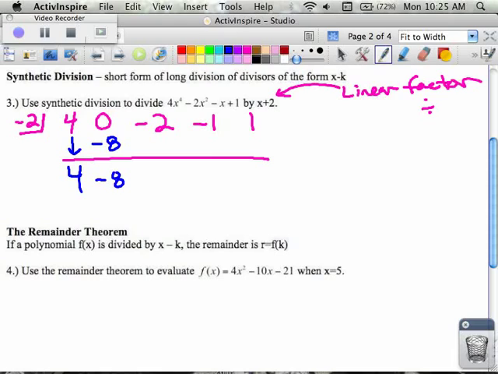Negative 2 times negative 8 is 16. Add them up. Negative 2 times 14 is negative 28. Add them up. And negative 2 times negative 29 is 58. Add them up. Now, a miracle happens.